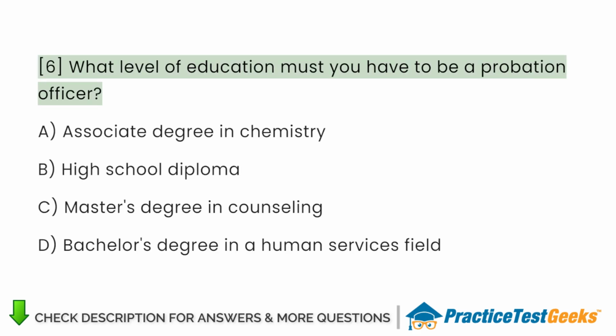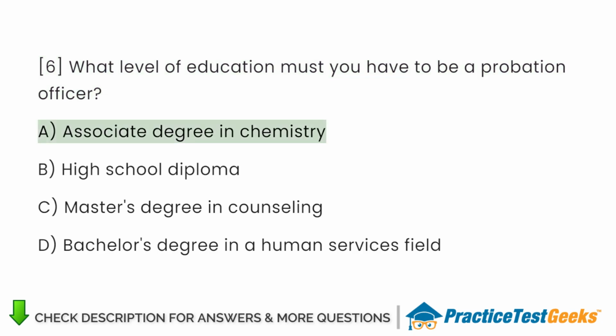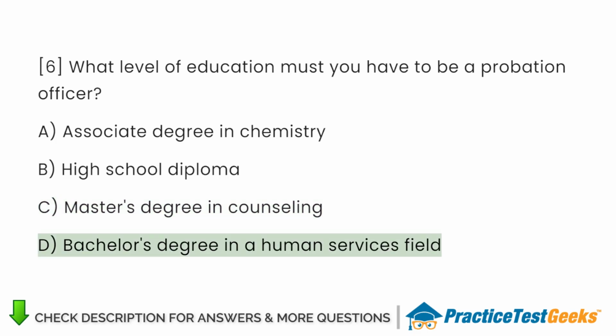What level of education must you have to be a probation officer? A. Associate degree in chemistry. B. High school diploma. C. Master's degree in counseling. D. Bachelor's degree in a human services field.